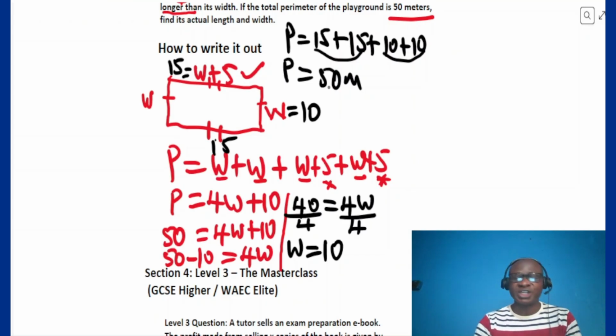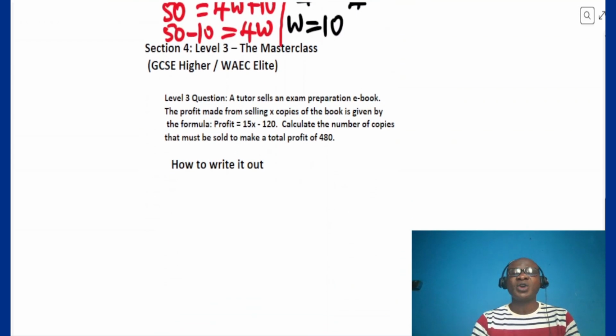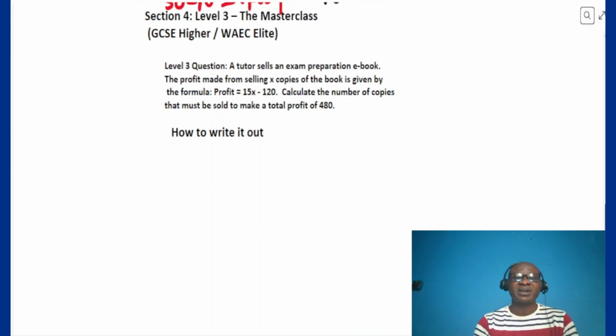Now let's see the type of word problems we see in the real exam papers. Like if you are preparing for GCSE Higher, WAEC external exams. You want to write WAEC exams. So we go to Level 3. All right. In this Level 3, look at it, it says the Masterclass is what I termed it. GCSE Higher, WAEC Elite. A tutor sells an exam preparation ebook.